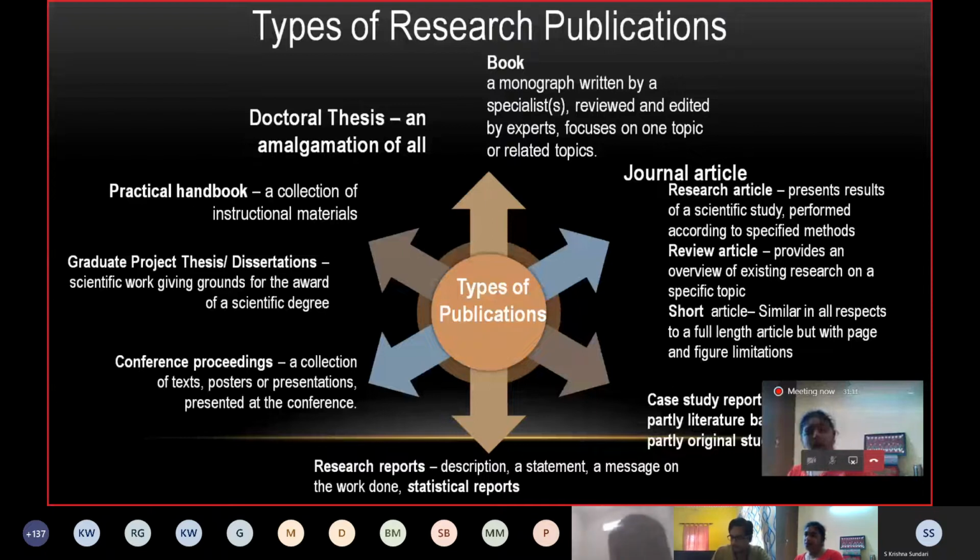Now next comes a journal article. Now what's a journal article? All of you must have, in your career, seen a full-length research article, a short communication or a short article, and a review article. Now how do all these types of publications differ from one to another?